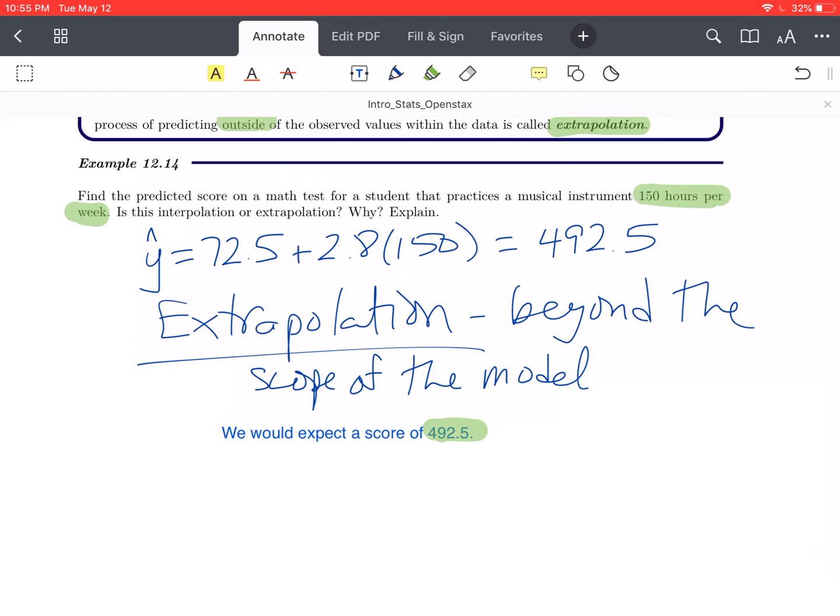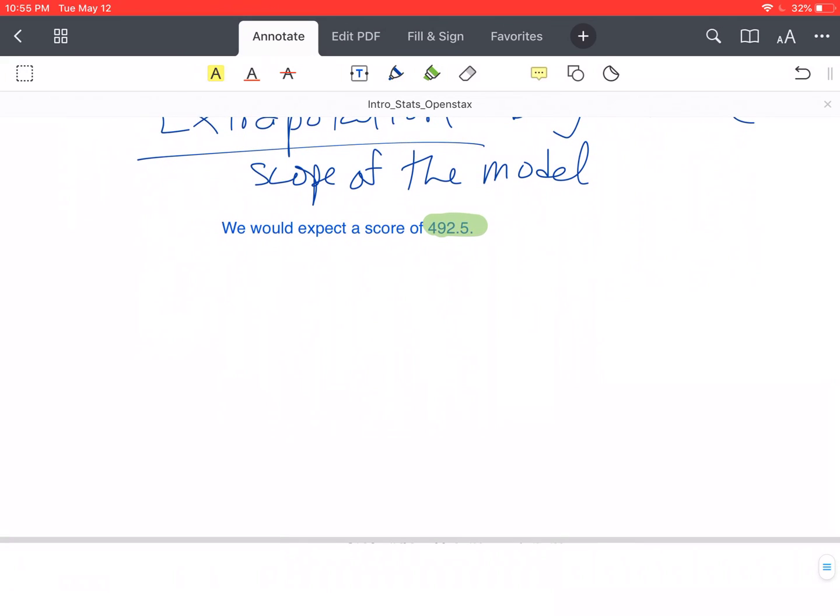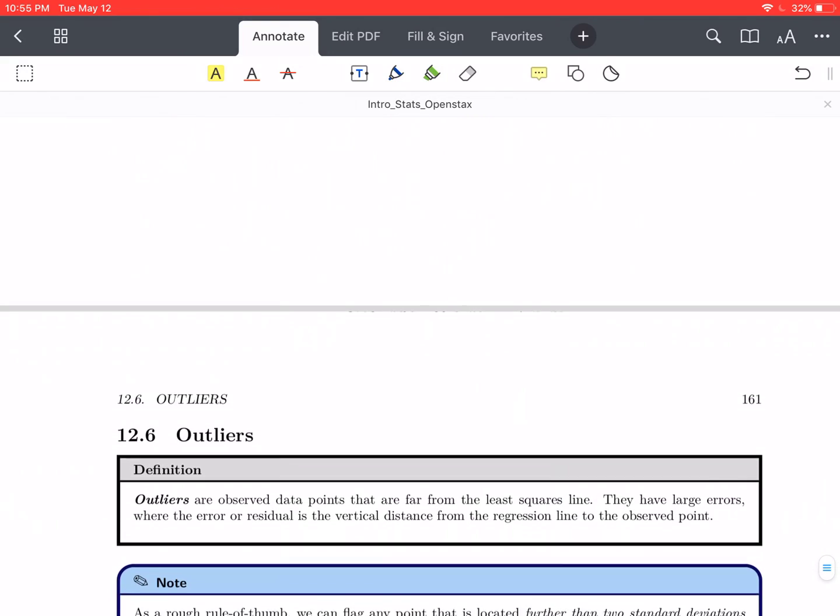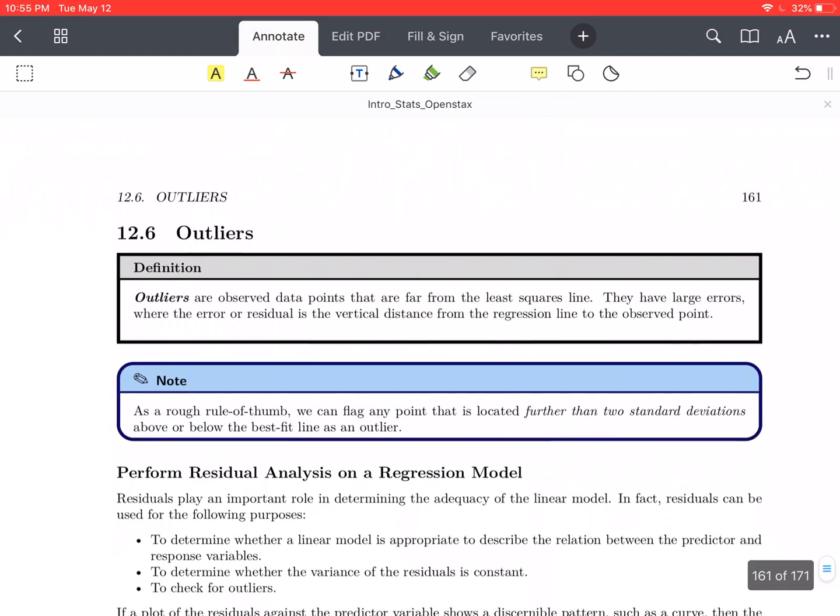So we have to be careful against extrapolation. All right, so that's 12.5. Like I said, a nice short one. Now for 12.6, we're talking about outliers.